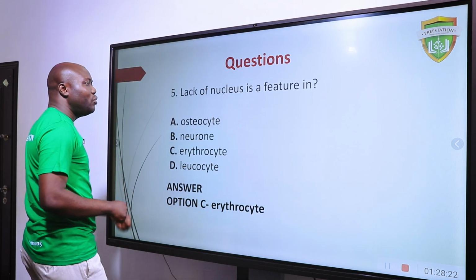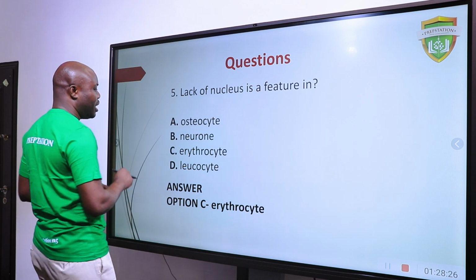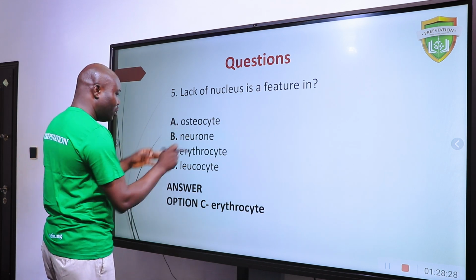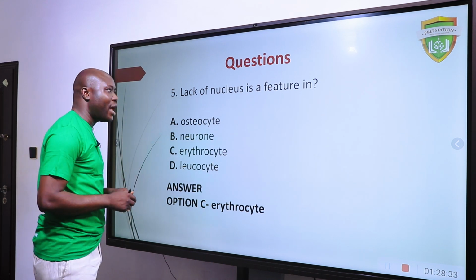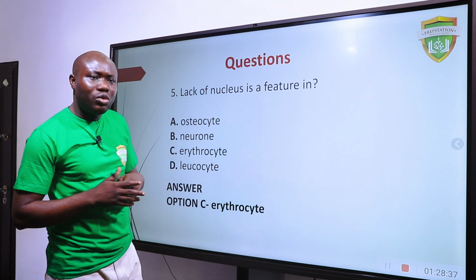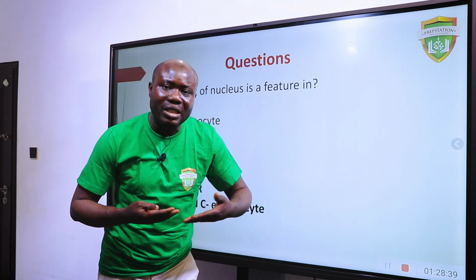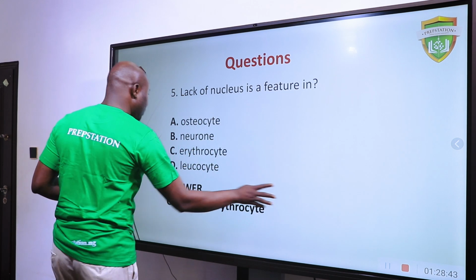Okay, lack of nucleus is a feature in, it's not osteocyte, that is bone. It's not neuron. The answer is erythrocyte, which is red blood cell. Why? Your red blood cell does not have a nucleus, so that it can have a large surface area to accommodate what? More oxygen. That is why it doesn't have the nucleus.